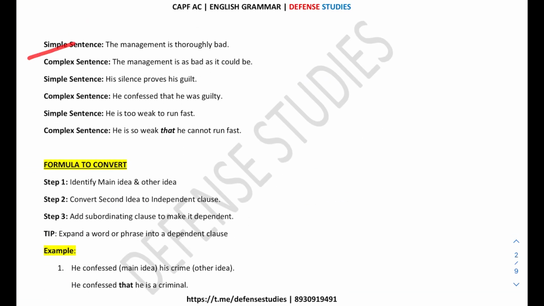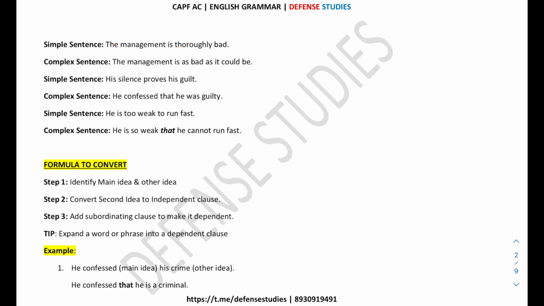Now see how we can convert a simple sentence into a complex sentence. The simple sentence is: The management is thoroughly bad. We need to convert it into a complex sentence. The management is the first idea, and thoroughly bad is the second idea, right?